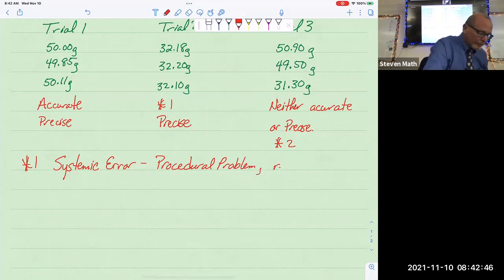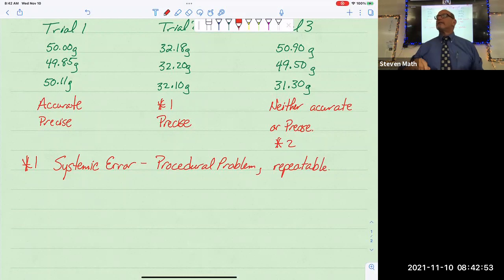This is going to be an error that is repeatable every single time. So in our case, where we're massing something out, this one could be explained real easily. Someone used the mass before us, put it on, hit the tare button. So when we went up to read it, we looked like we were measuring from 0, but we weren't measuring from 0. We were measuring from something somebody else had already put on there. And that messed us up. It's going to be the same direction every single time. It's something wrong with the procedure, what we're doing.